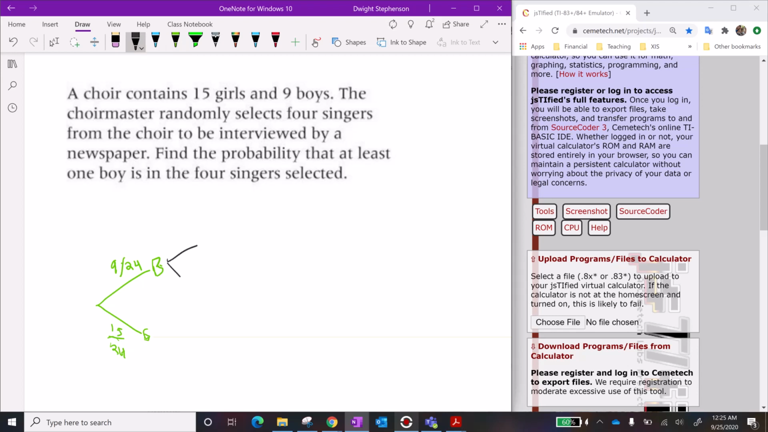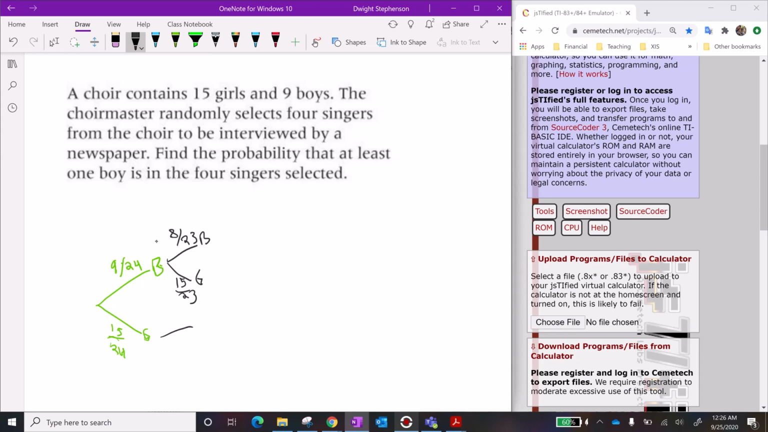The second pick, same idea, right? You can either pick a boy or a girl. So for this one, this is the probability of a boy being picked, given that a boy has already been picked. So if I already picked a boy, now there's only 8 boys left, so this is going to be 8, and there's only 23 students left, because we already picked one. The probability to get a girl, given that a boy has already been picked, is 15. We haven't picked any girls, so there's still 15 girls, but there's only 23 students left.